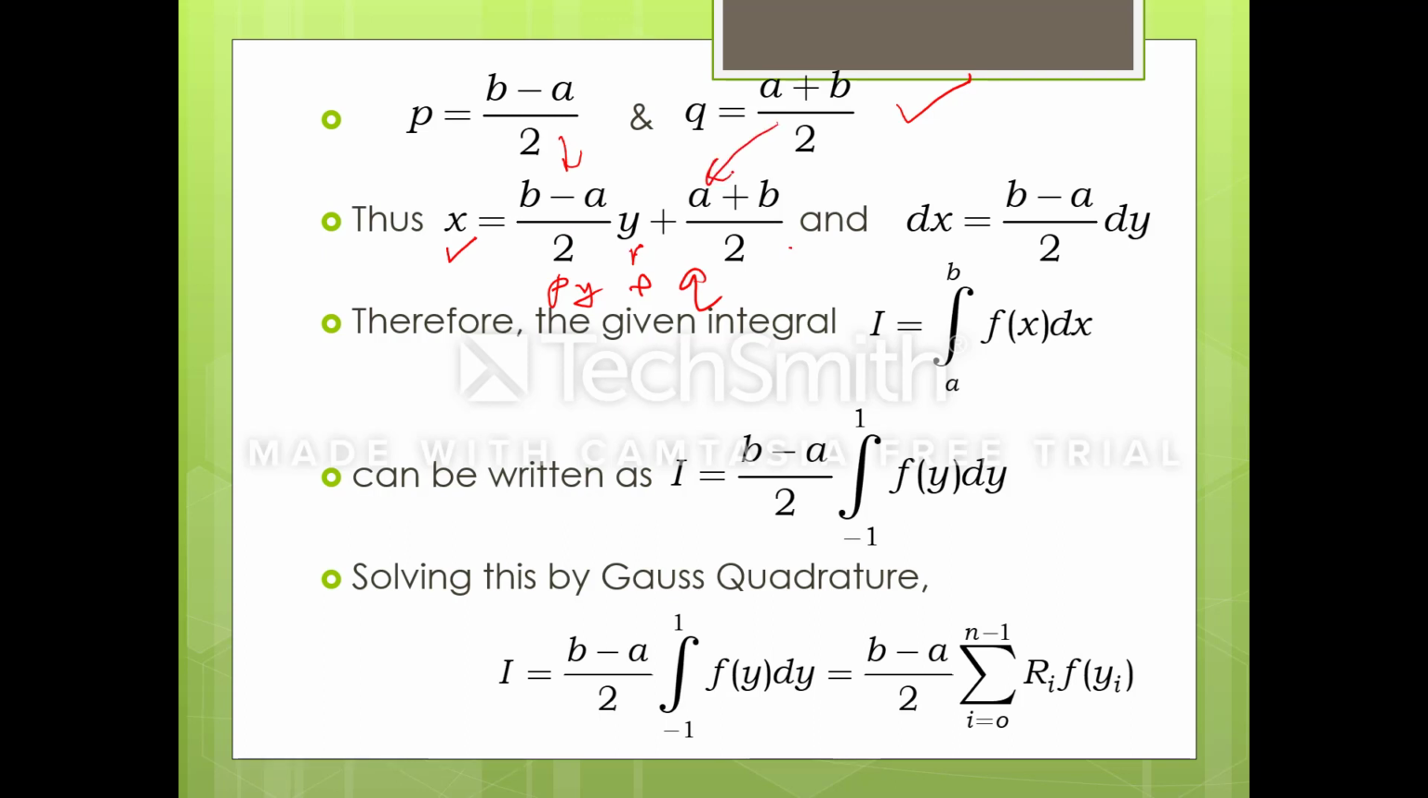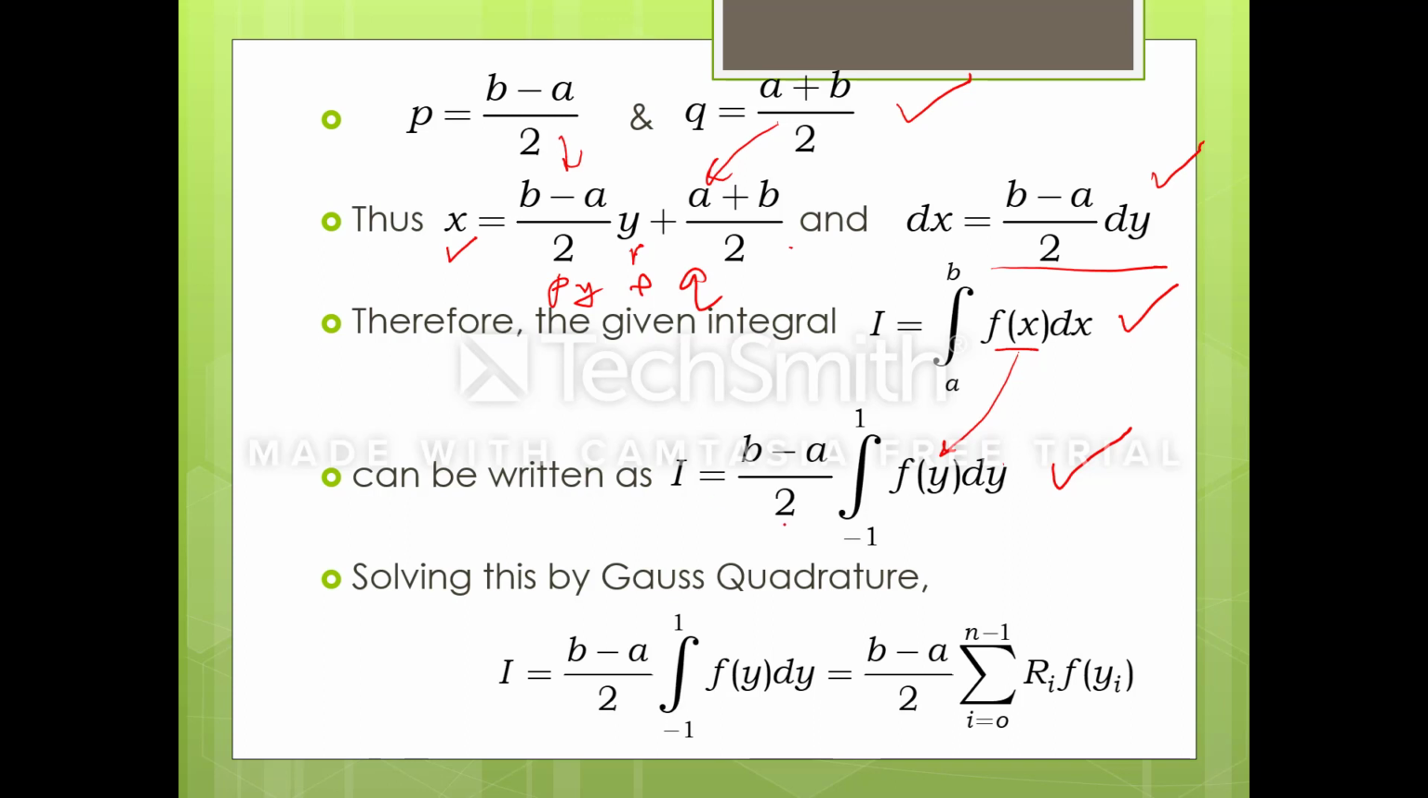We are substituting p and q from these results. And also dx can be modified like this. dx is equal to (b minus a) by 2 into dy. In that condition, the given integral can be modified and can be written like this. Instead of f(x), we are writing f(y), and instead of dx, we will write this into dy.